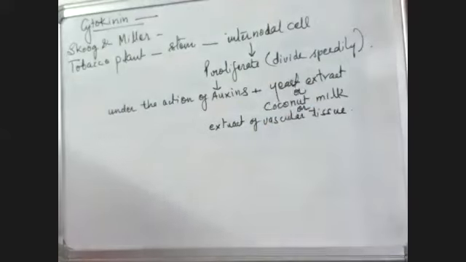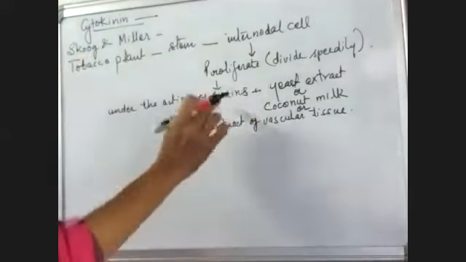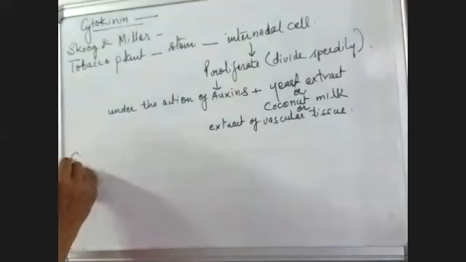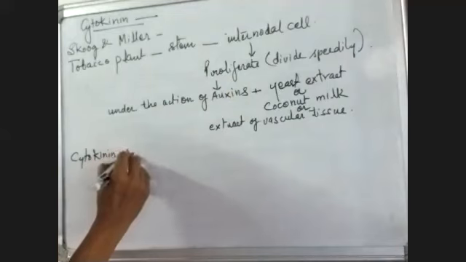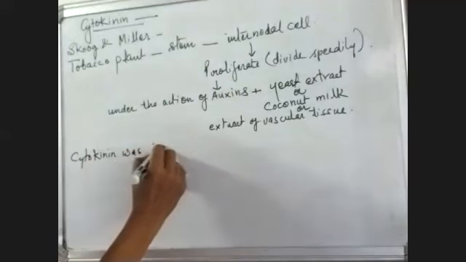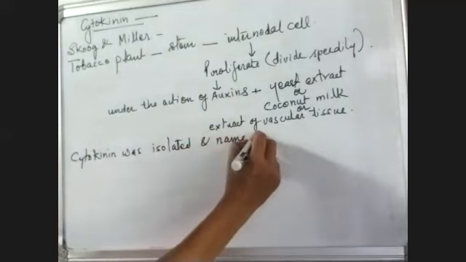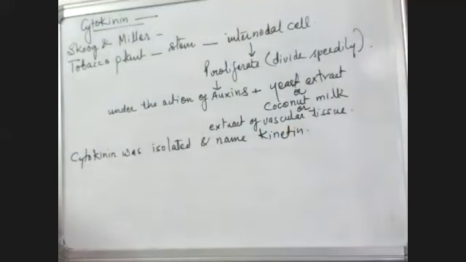So it was observed that they proliferate. Later on, this hormone was isolated and it was named cytokinin. Cytokinin was isolated and named kinetin.